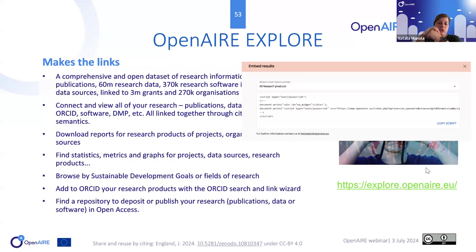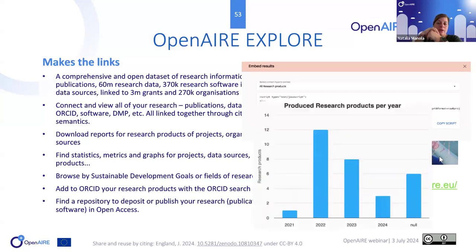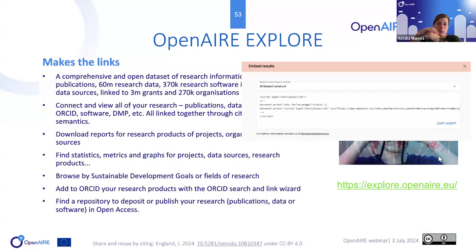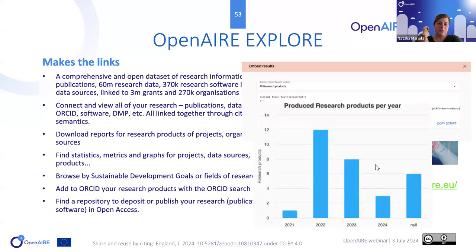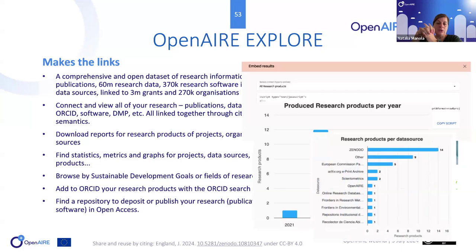Then what you can also do is, you can find in your project's page here, please press next, statistics, metrics, and graphs for projects. So for example, this is a project that we were involved in, and here is how many publications we had over the year. And then, Stefania, one next. Research output by data source, where most of them were. So it gives you an idea for monitoring, even for the coordination part.